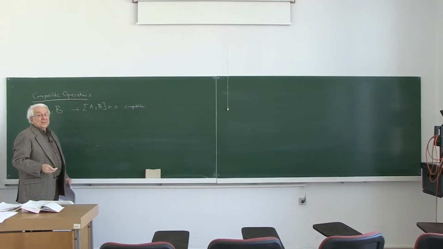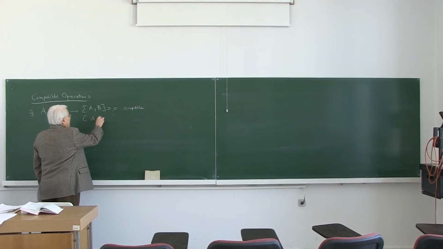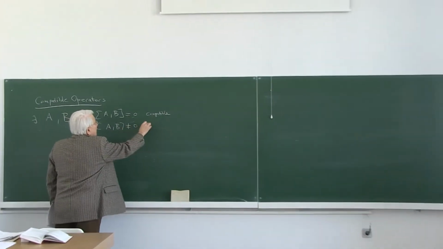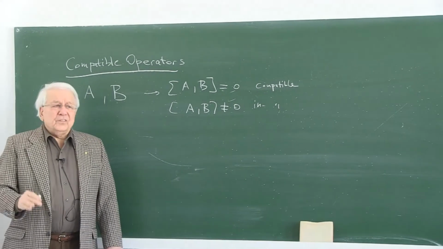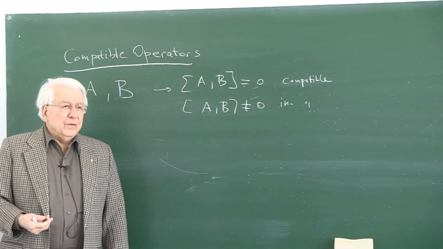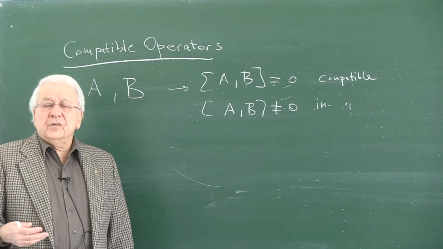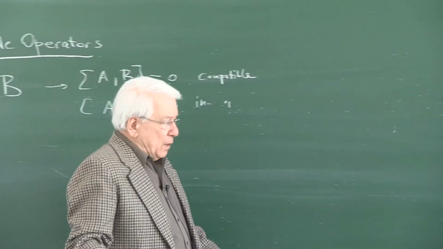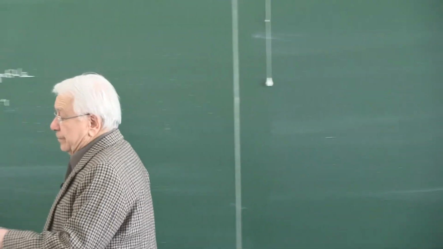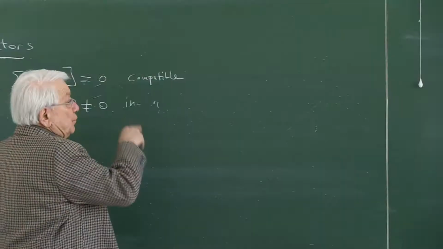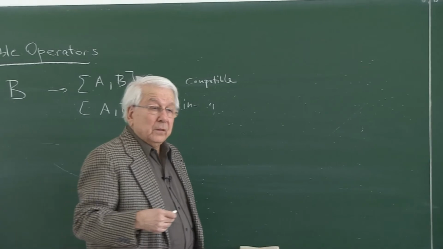Of course, the opposite is if they do not commute, they're incompatible. This is just a definition, but it's a very useful language. Instead of saying there are two commuting operators, etc., this enables us to shortcut some of the language. So, let me give you some examples before proceeding and discussing the properties of compatible operators particularly.